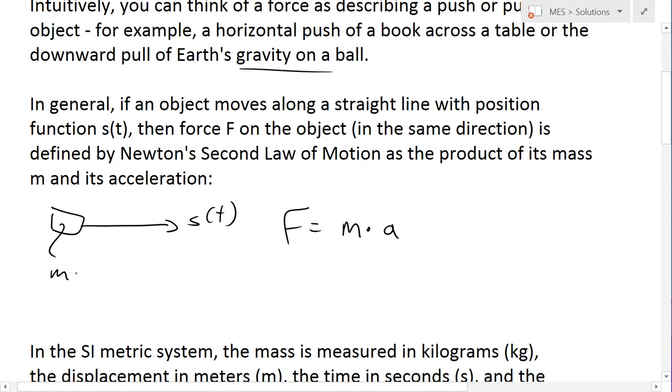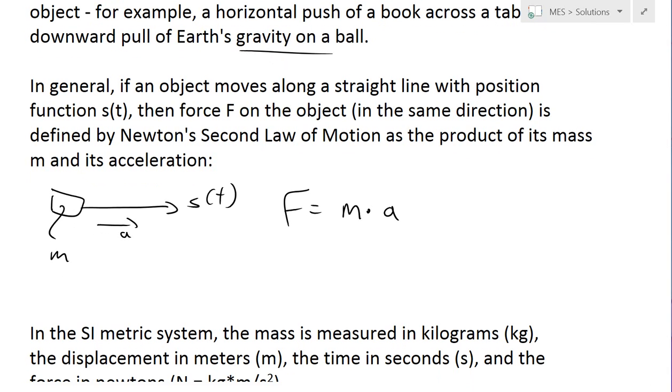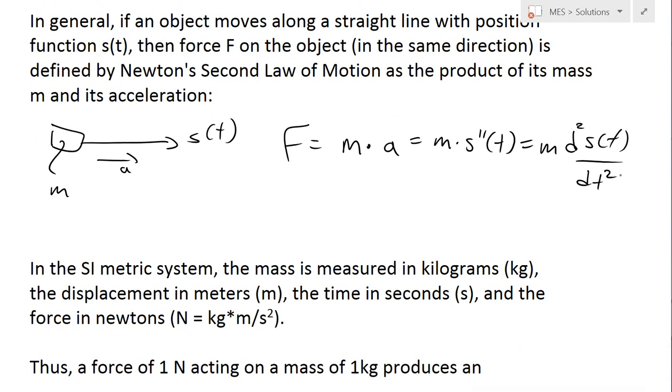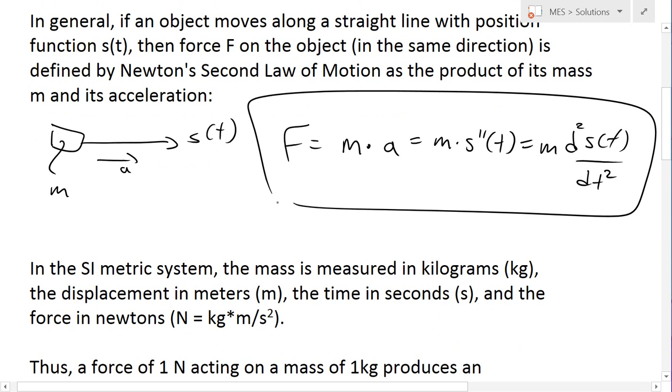So if this object has a mass and it's increasing its speed at an acceleration of a, then the force is m times a, and a in this case is going to be the second derivative of this position function. So it's going to be m times s double prime of t. And in derivative format, this equals m times d squared s of t over dt squared. And this is basically the formula for force.